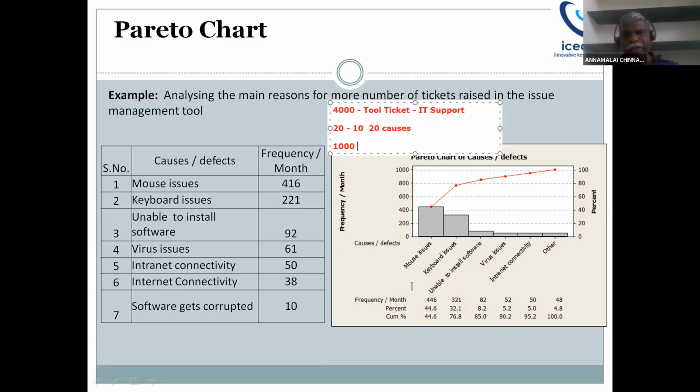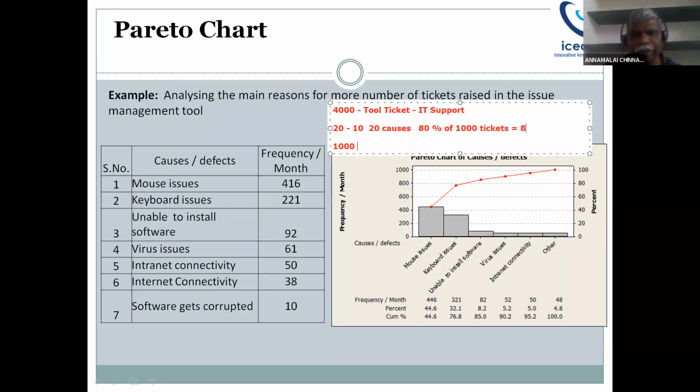So you can find that the top 3 causes, the mouse issues, keyboard issues, and unable to install software, were contributing to more than 85% of the problem. The 80-20 rule says that 80% of the impact of the problems. So that means 80% of the total impact of the problem, which is 1,000 tickets. So 80% of 1,000 tickets is equal to 800 tickets.